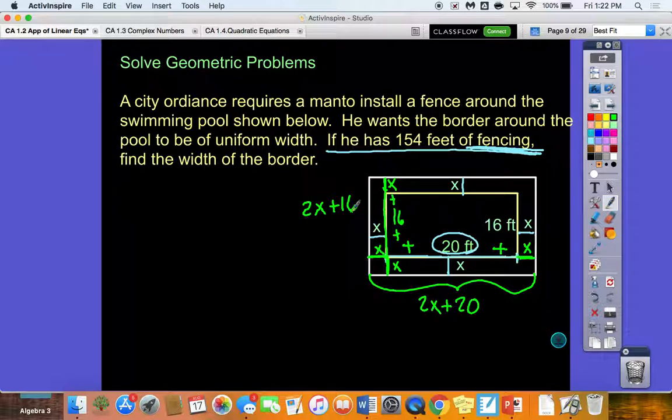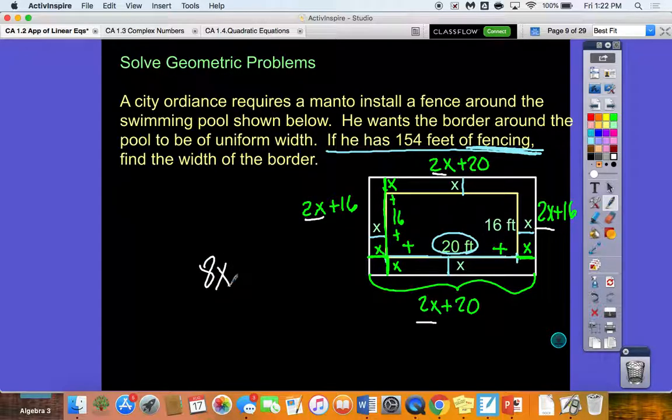Well, we're talking about perimeter. Perimeter means add up all your sides. So it helps sometimes just to visualize. Go ahead and put those labels on the other sides just so that we can see it. So now you can actually look at it and say, okay, let me go around this and add them all up. 2x, 2x, 2x, 2x. Well, that gives me a total of 8x.